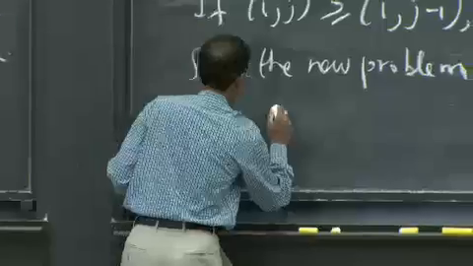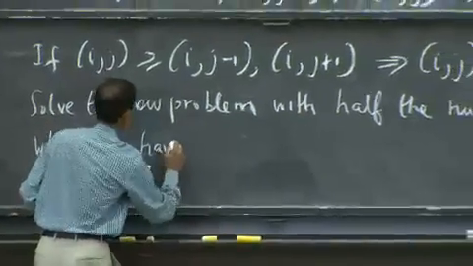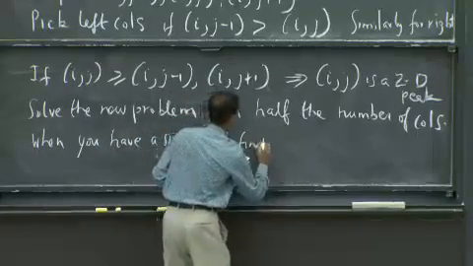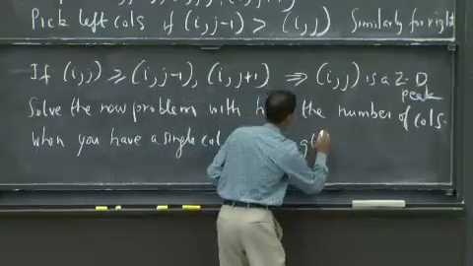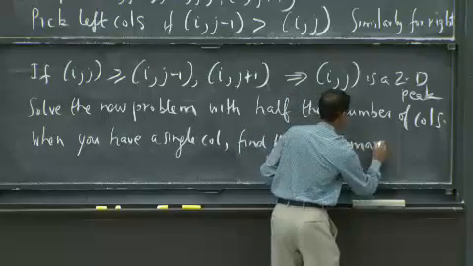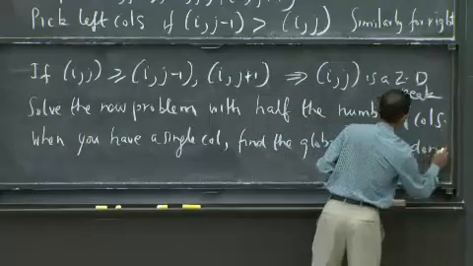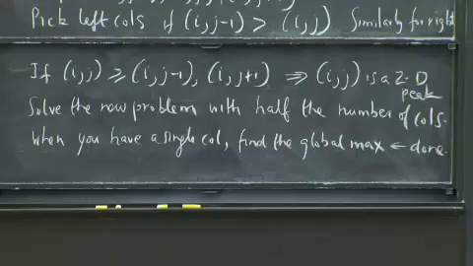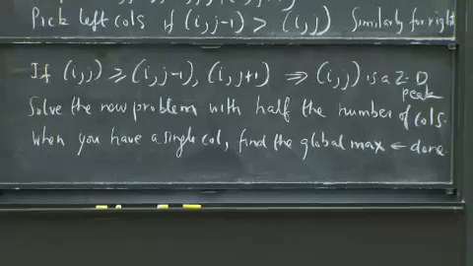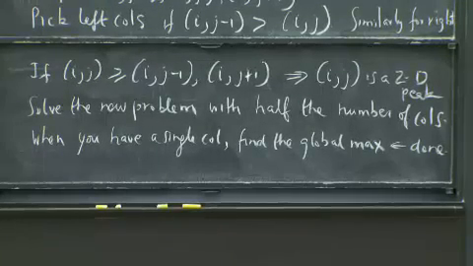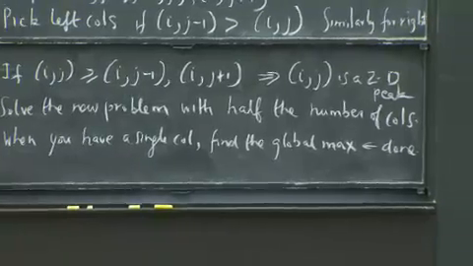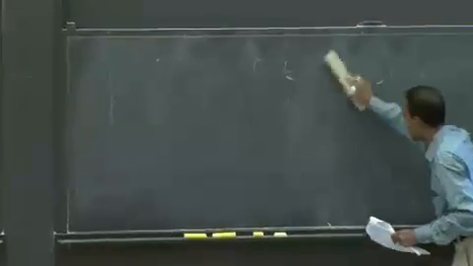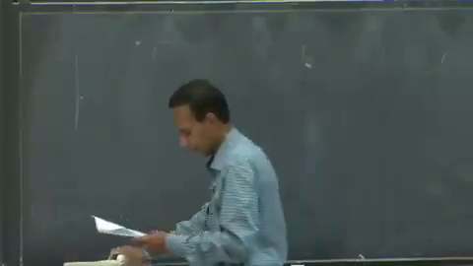When you have a single column, find the global maximum, and you're done. Right? So that's the base case. So let me end with just writing out what the recurrence relation for the complexity of this is and argue what the overall complexity of this algorithm is. And then I'll give you the bad news.